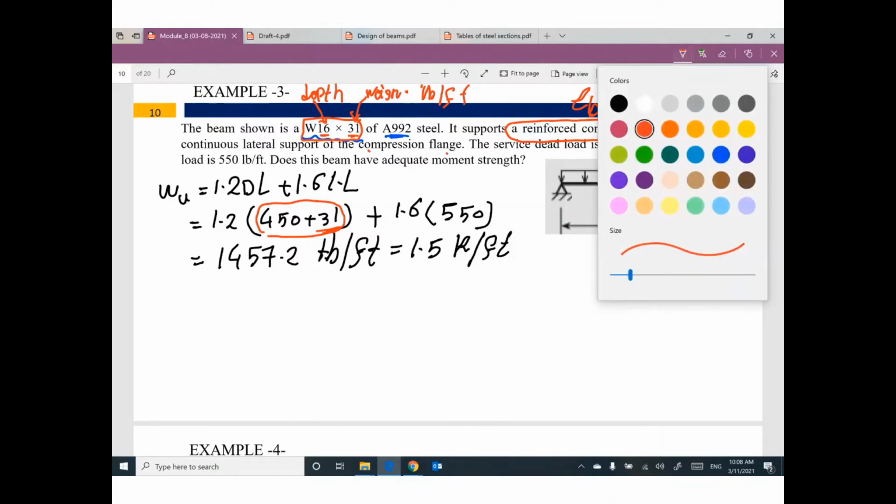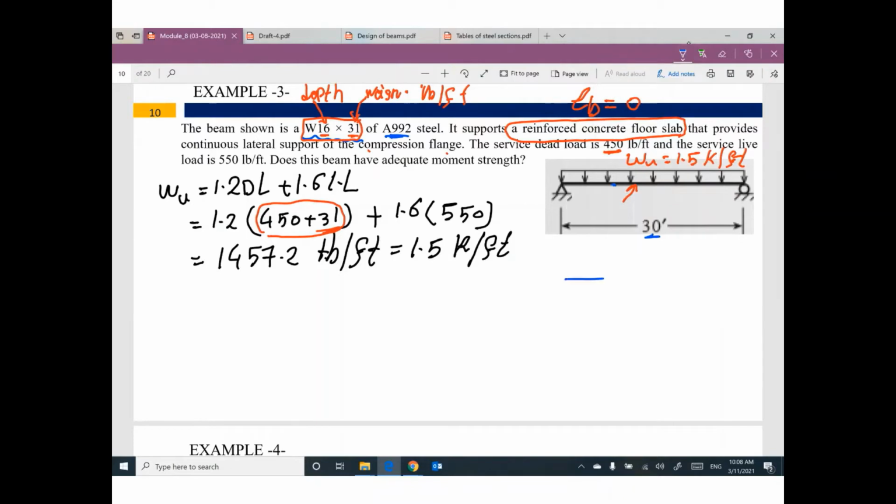Can you draw the bending moment diagram? Yes, I can. It's a simply supported beam under the effect of uniform distributed load. Your moment will be a parabola. The maximum value here is W L square over 8. So M ultimate will be 168.75 kb foot. This is the value of M ultimate.